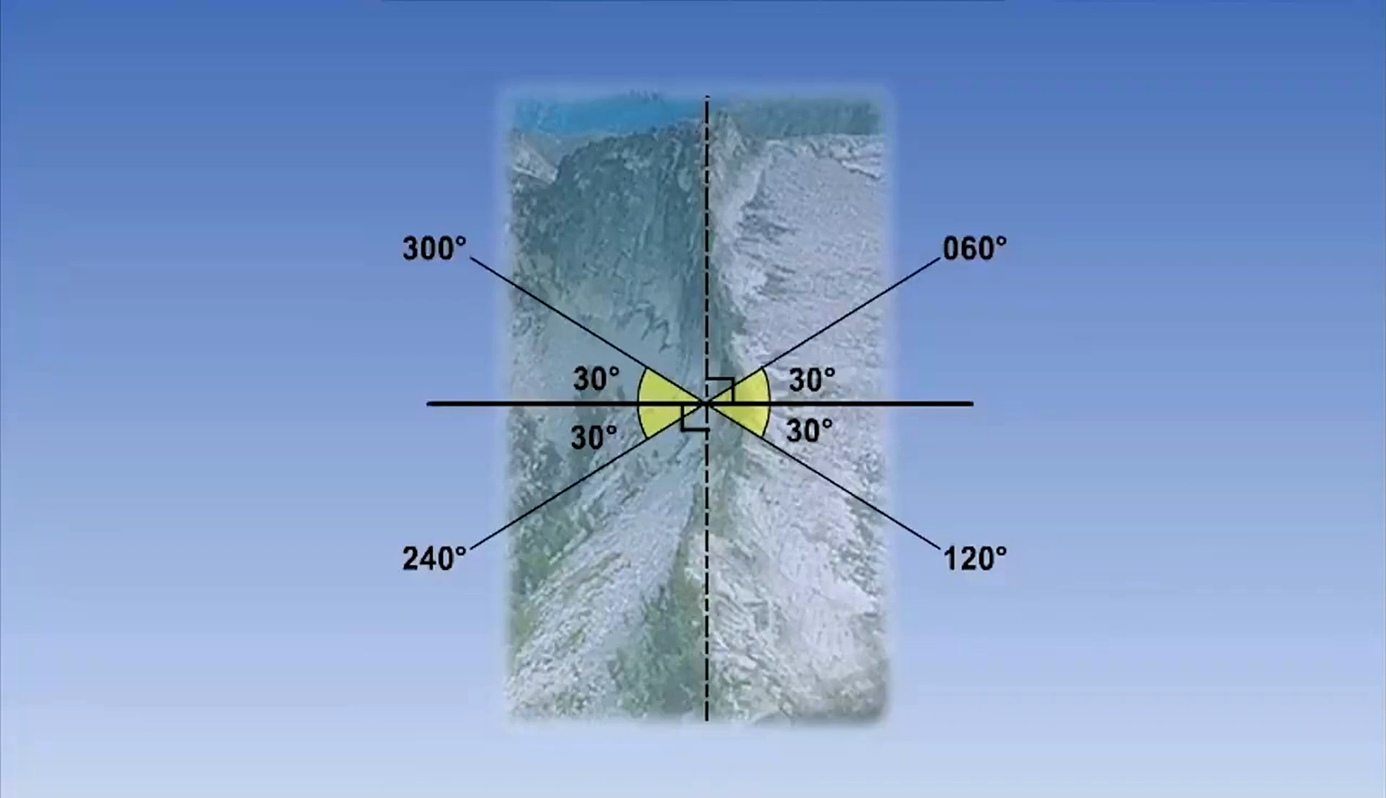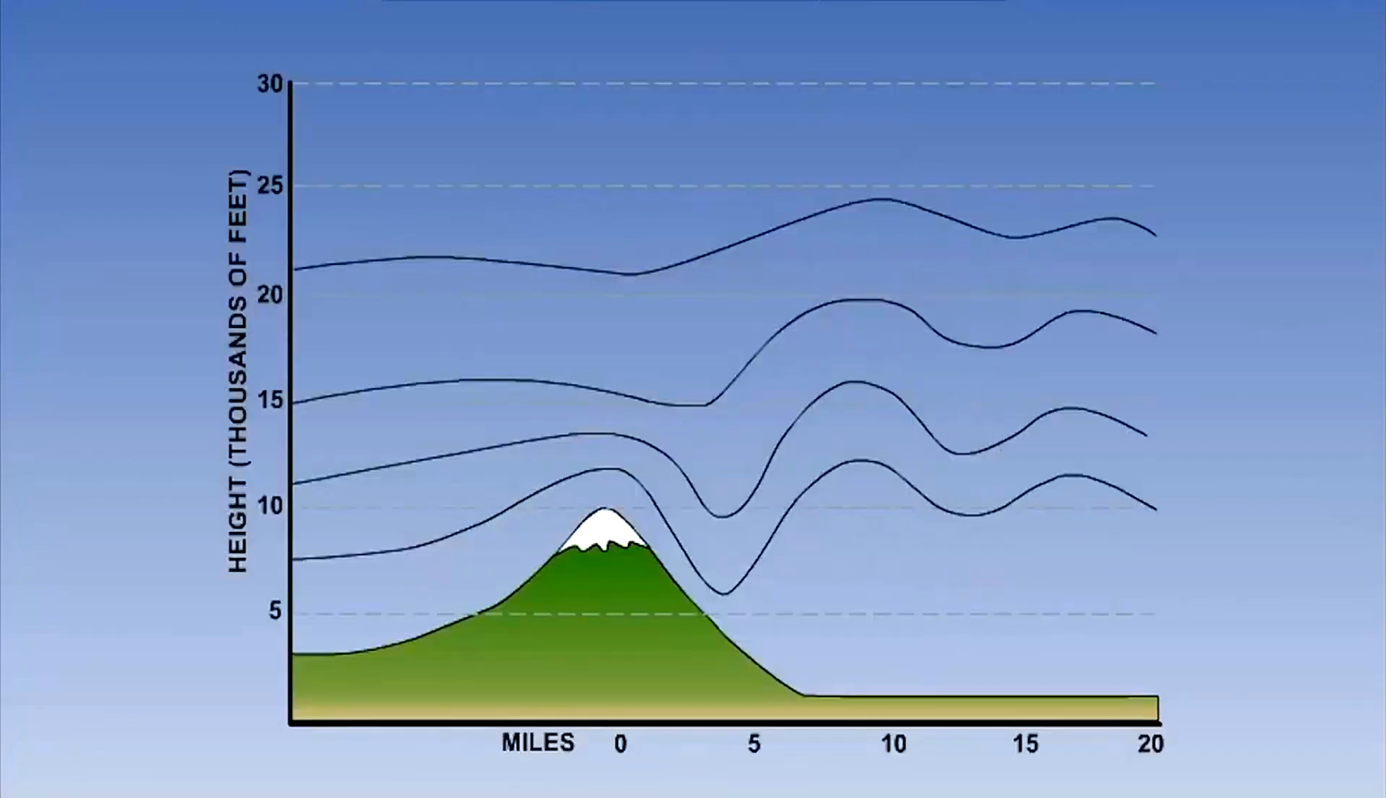The diagram shows an example of a mountain range aligned north-south. The direction of airflow that is needed to help create the mountain wave must either be from the left between 240 degrees and 300 degrees or from the right between 060 degrees and 120 degrees. When all these conditions are met, the mountain wave will be created.